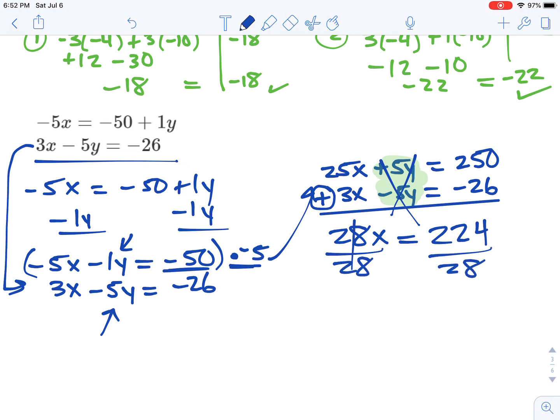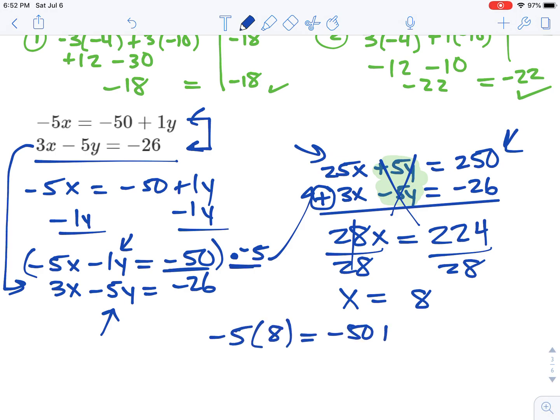So we do x equals 224 divided by 28, which is 8. We're not done yet. That's just the x. We've got to find the y. Pick your favorite equation from the first two that we were given, or you could technically use this one over here that is equivalent. Doesn't really matter. I'm going to use, just for fun, the first one. Why not? So -5 times our x equaling -50 plus 1y.